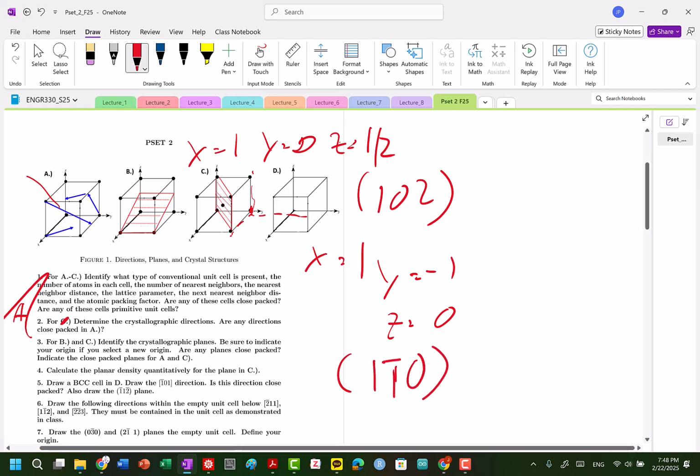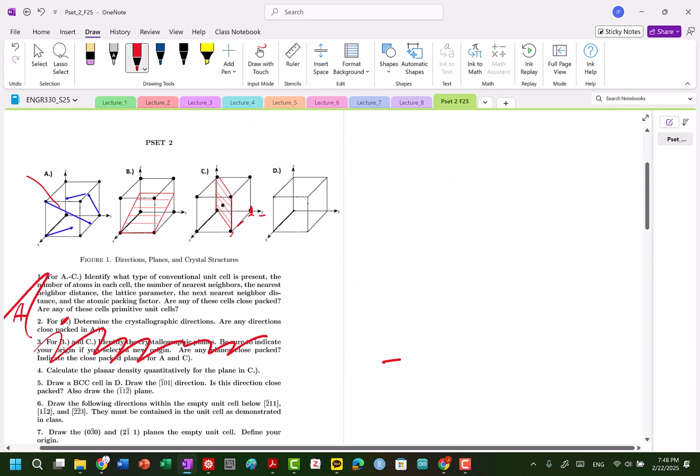Beautiful. We should indicate the origin. Are any planes close packed? None of these structures can have close packed planes. So both those answers are nothing. Good.